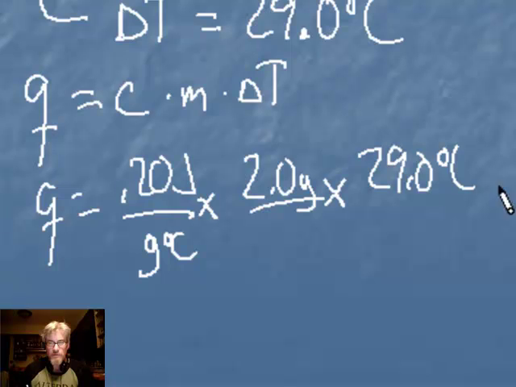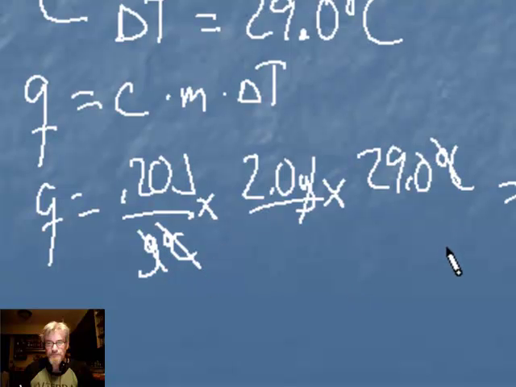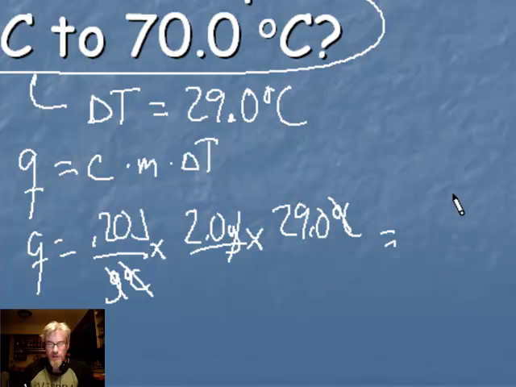Here's what happens to my units. Grams aren't there anymore, they cancel out. Degrees C, same thing. I should have two significant figures in my answer, and it comes out to 12 joules.